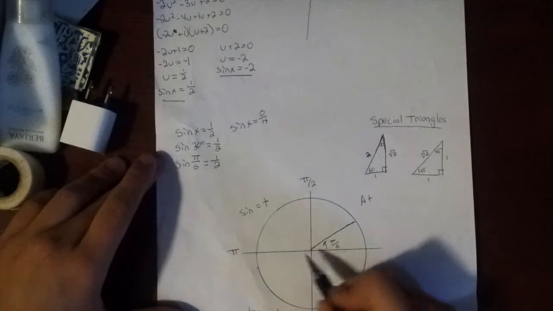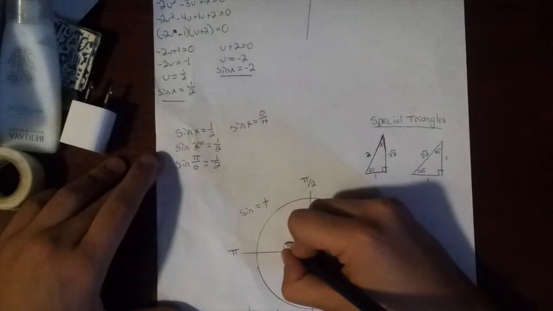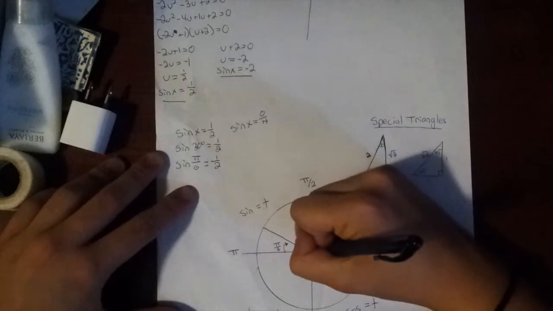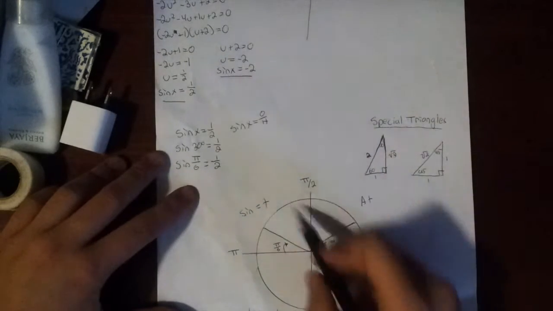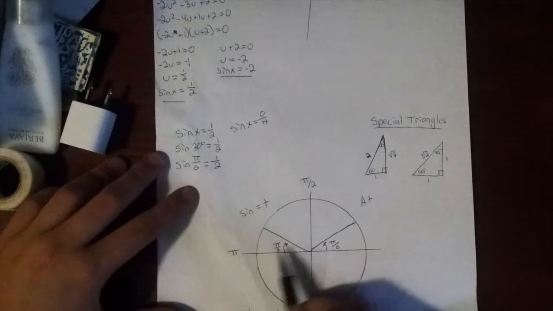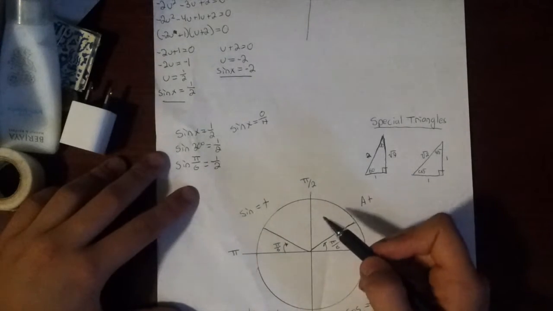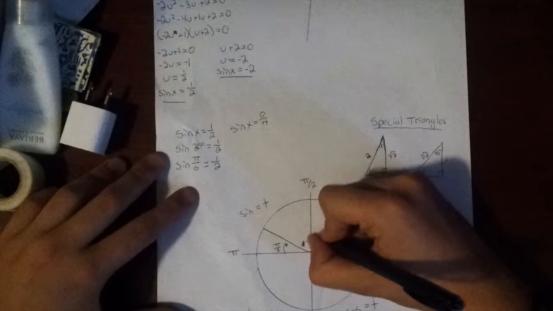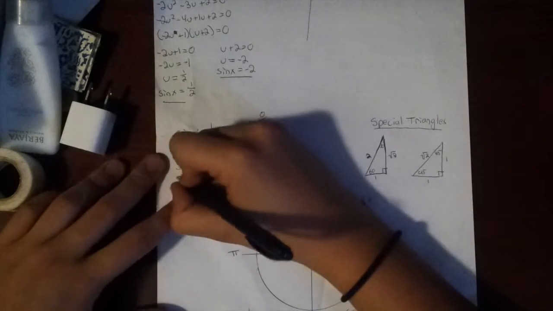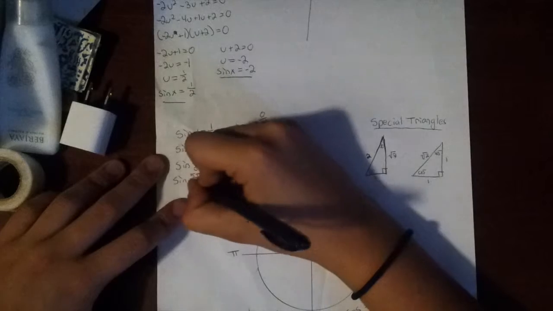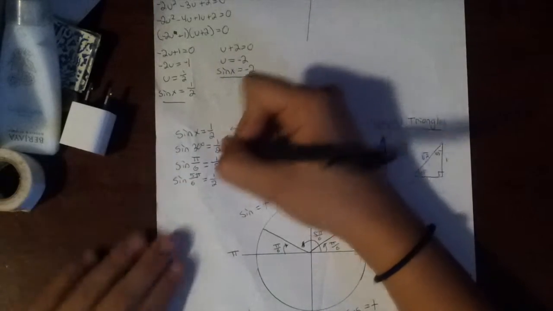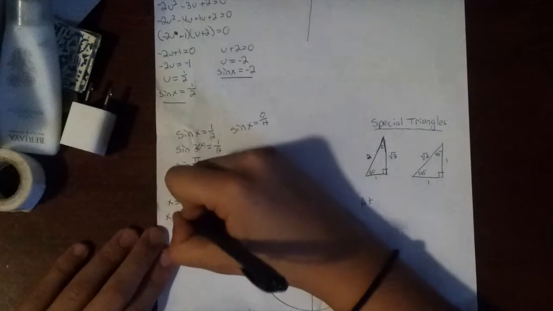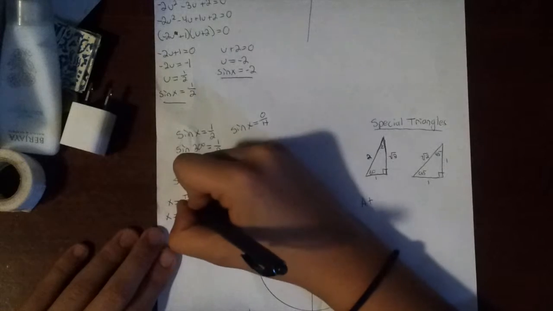Now in quadrant 2, we find it by finding the reference angle, so the reference angle equals pi over 6. And the reference angle is the angle between the x-axis and the terminal side. So this means then that the actual angle is 5 pi over 6. So sine 5 pi over 6 also equals a half. So this means that x equals pi over 6, and x equals 5 pi over 6 as well.